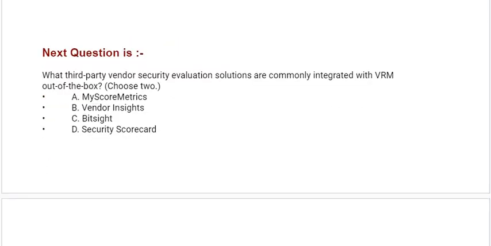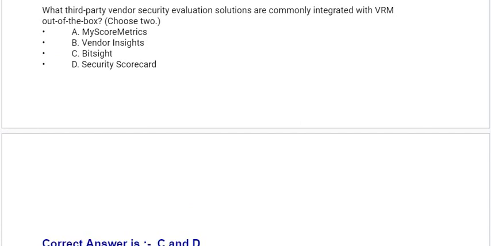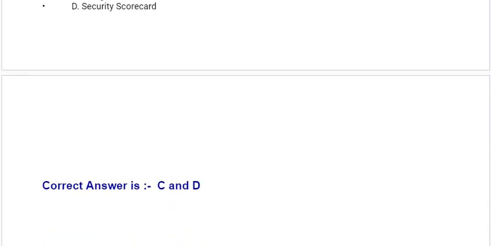Next question is, what third-party vendor security evaluation solutions are commonly integrated with VRM out of the box? Choose two options. Option A. My Score Metrics. Option B. Vendor Insights. Option C. BitSight. Option D. Security Scorecard. Correct answer is option C and option D.